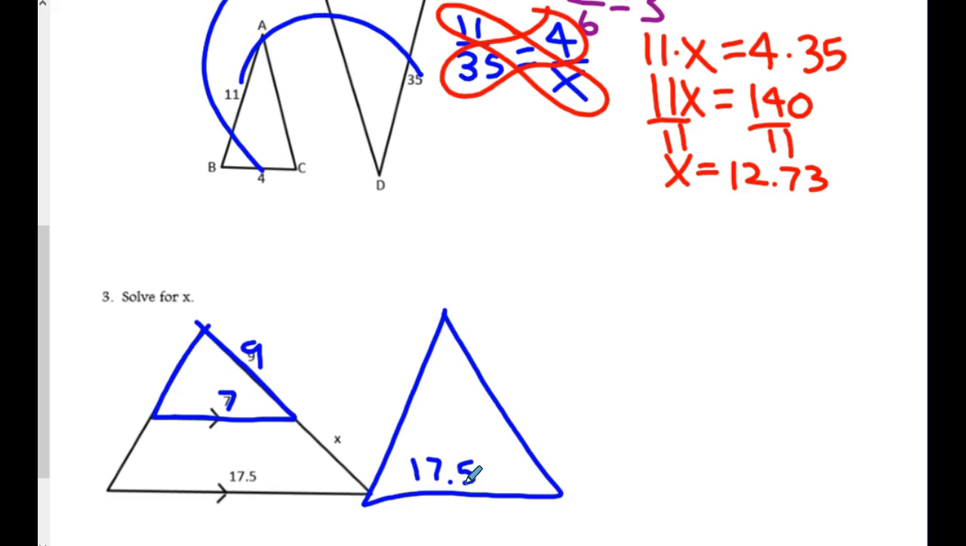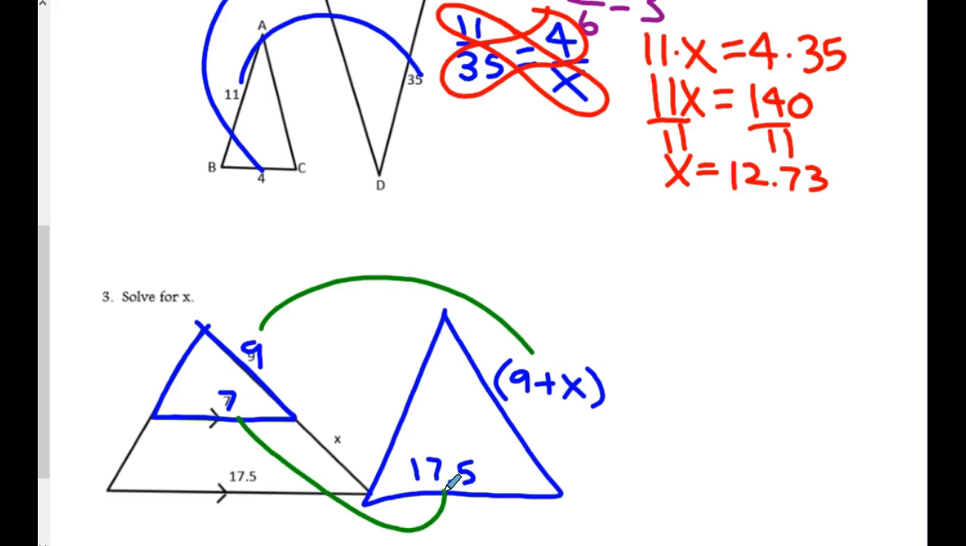Now, when you add 9 plus x, they don't combine. So literally, we're going to write, parentheses, 9 plus x. Anytime you have a variable and a number, you write them like that. They don't combine. They're not like terms. But now, we can actually connect them. So 9 corresponds with 9 plus x. 7 corresponds with 17.5. And even though we have a weird length, we can still do this the same way.